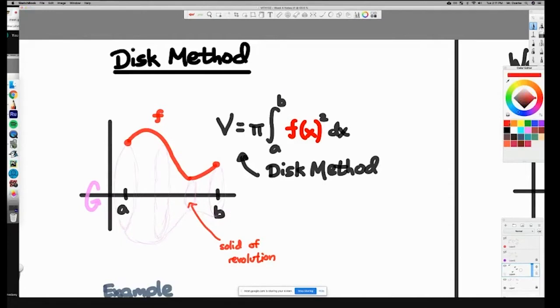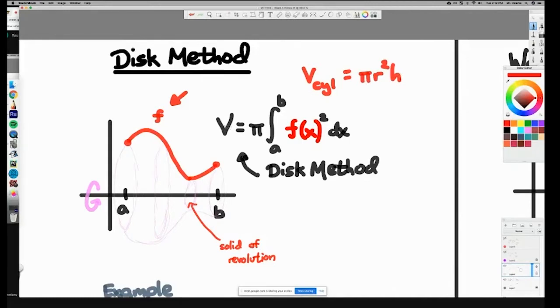So what you can do is imagine this function right here, this red f of x, being rotated around that x-axis here, and it forms a shape that looks like this. The shape that's formed, that solid, is called the solid of revolution, and you can use this equation right here to figure out the volume. If you're wondering where this equation comes from, it's based on the volume of a cylinder. The volume of a cylinder is pi r squared h for its formula.